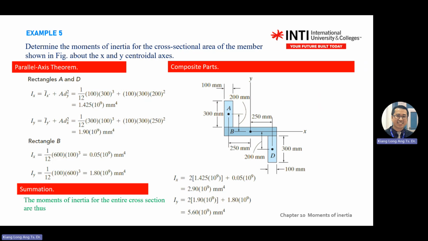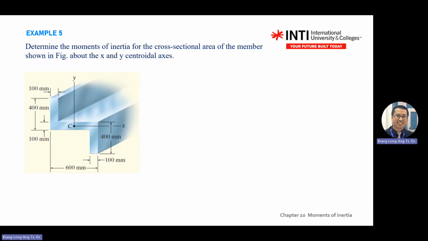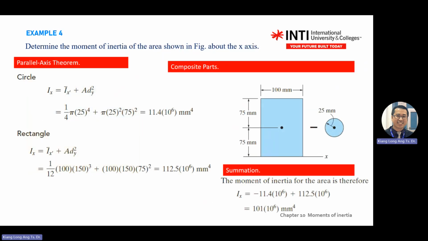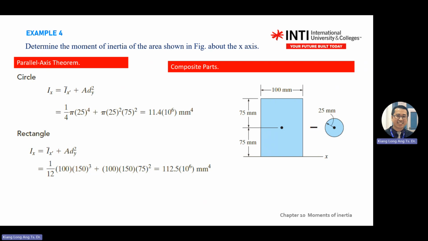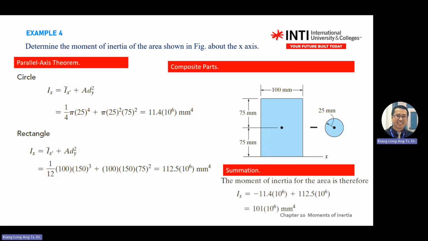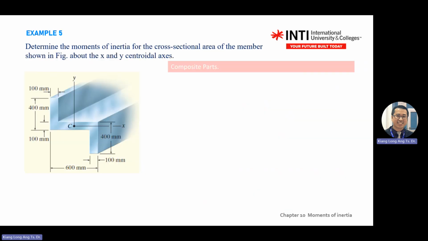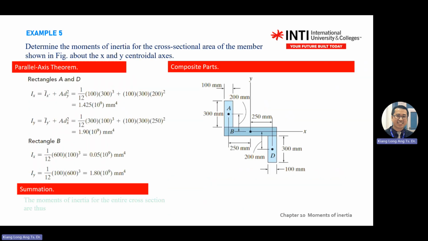If there is a positive surface, then it is positive. If you need to take away one, then it is negative, like for example this case. You see there's a negative value there. You should write this one first, then minus this one. Clear? This one okay?